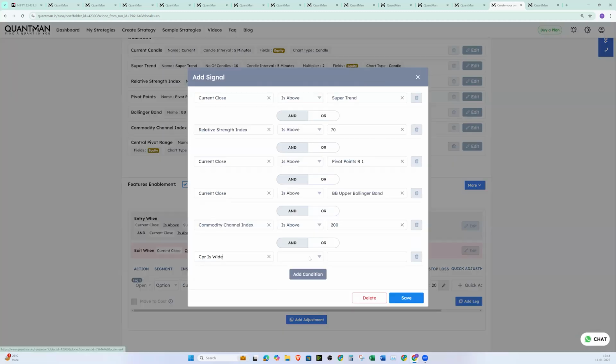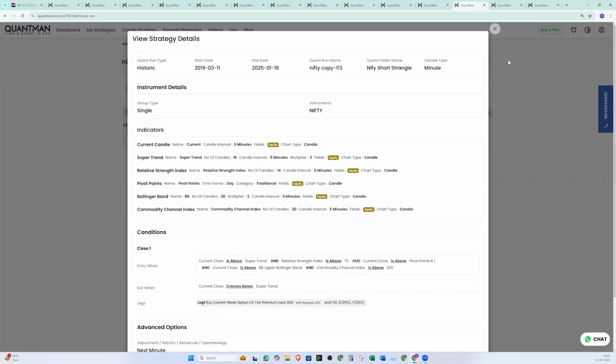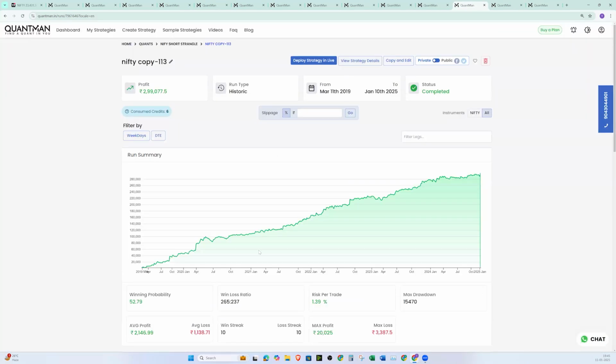If CPR is wide, means wide is false. See this, how many backtest data I taken from one indicator to right now we are backtesting on a total of 6 indicators. From these 6 indicators, we created one strategy. Once the backtest work is finished, we move to risk management and position sizing.